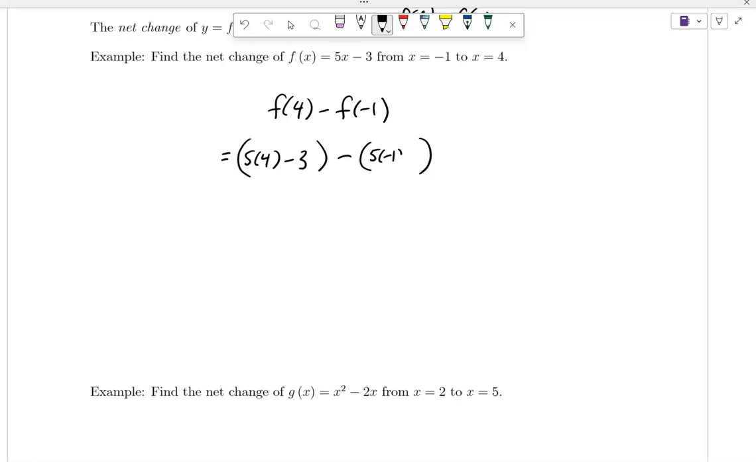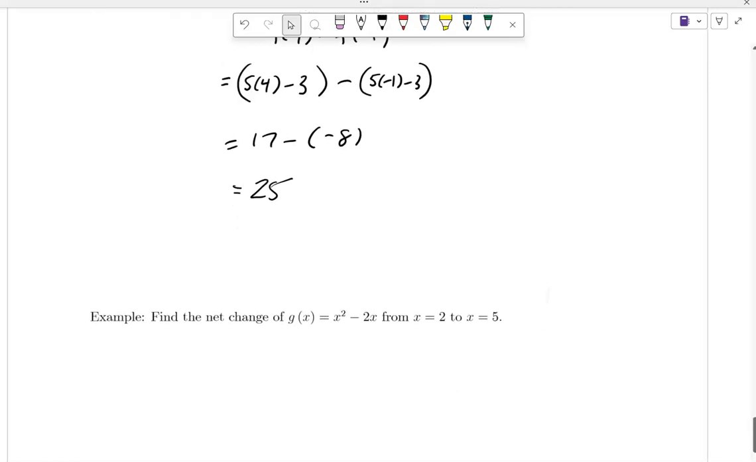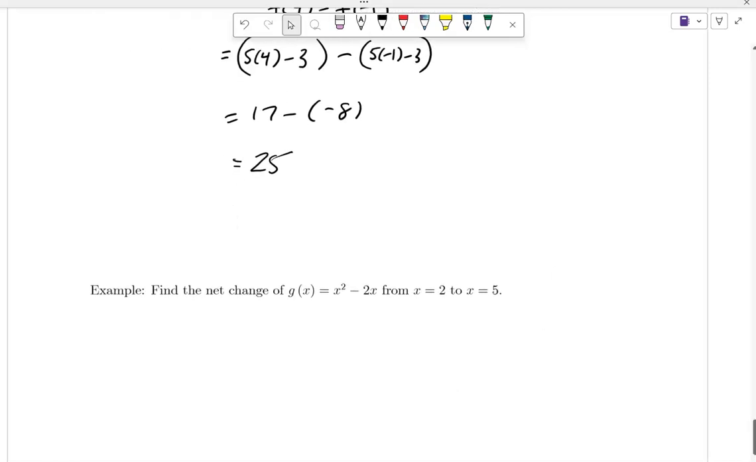Good. So 5 times 4 minus 3 gives us the 17. 5 times -1 minus 3 gives you -8. And this is why I'm using parentheses. It really is minus a minus, right? It's minus -8. So if you simplify that, you get 25. Okay. But that really is all there is to it, to do a net change.